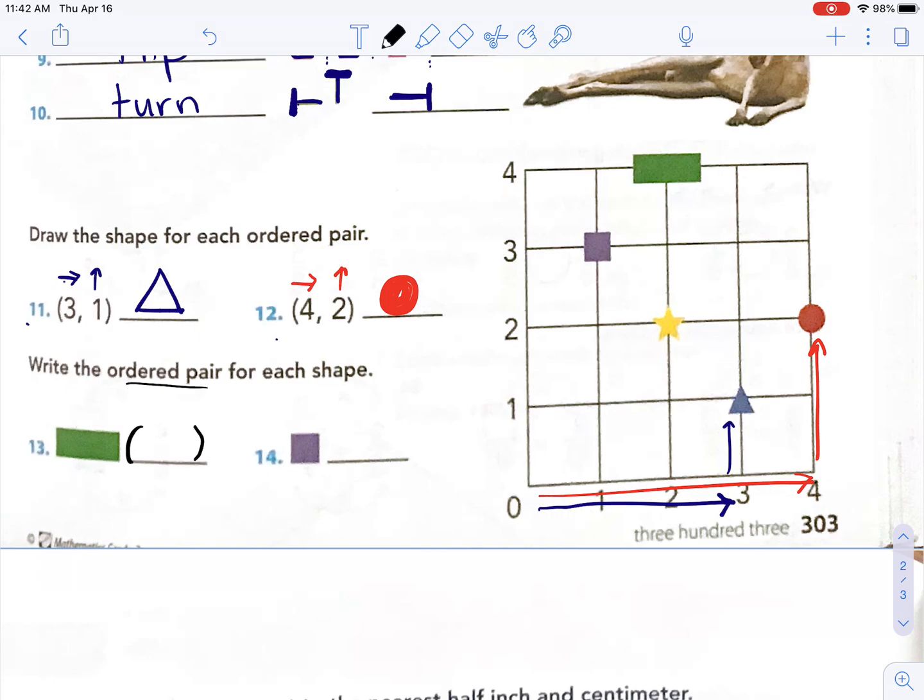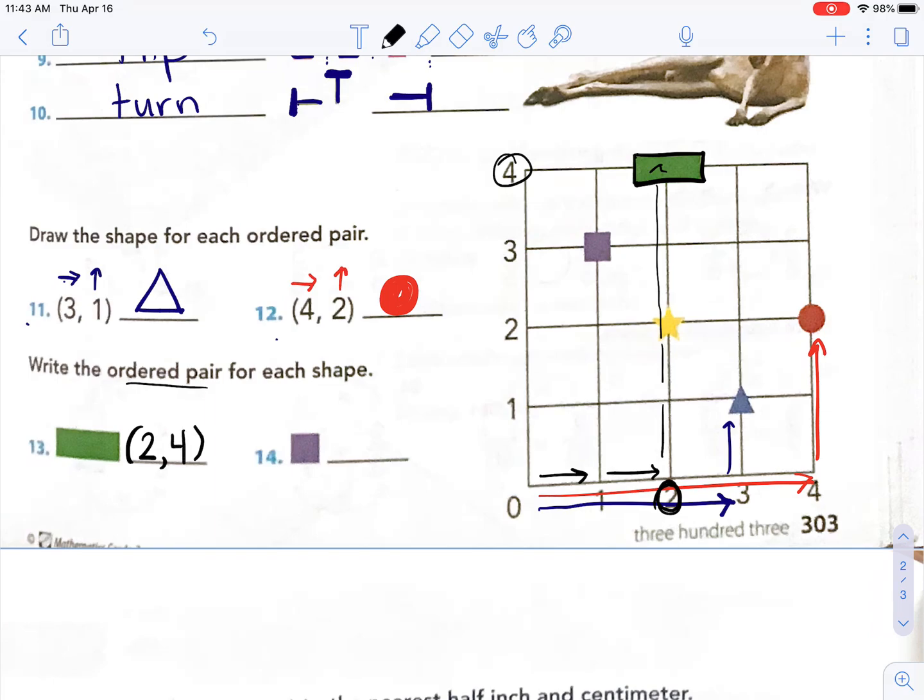Over, so I'm looking at this green triangle. How many did I go over? Over 2, comma, it needs a comma also. Then up 4. Do you see that? Here's the 4. So it's over 2, up 4.